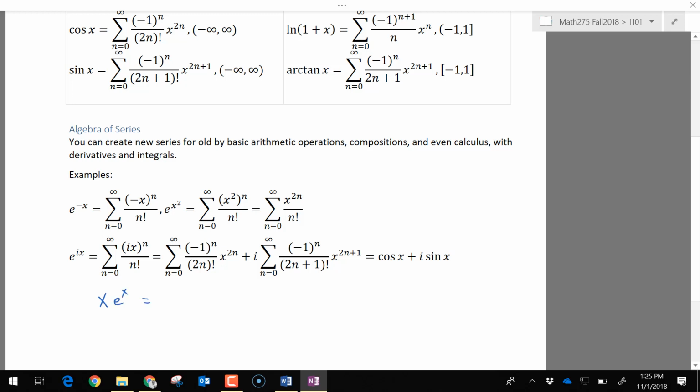So x times e to the x, right? If you know the series for e to the x, then you can just distribute. Technically, you're taking this x and distributing it to that infinite polynomial, but you can easily write that as just the sum from n equals 0 to infinity of x to the n plus 1 over n factorial, right?